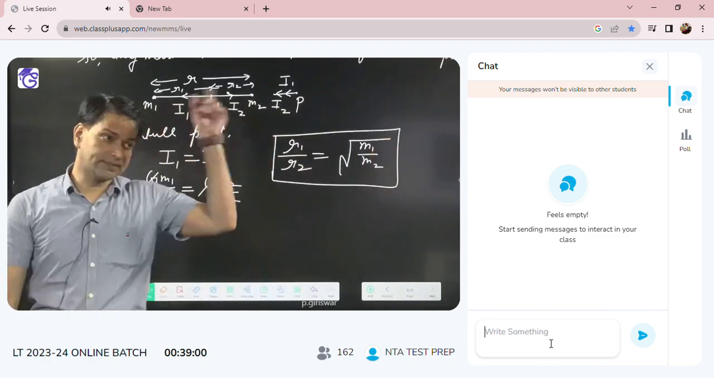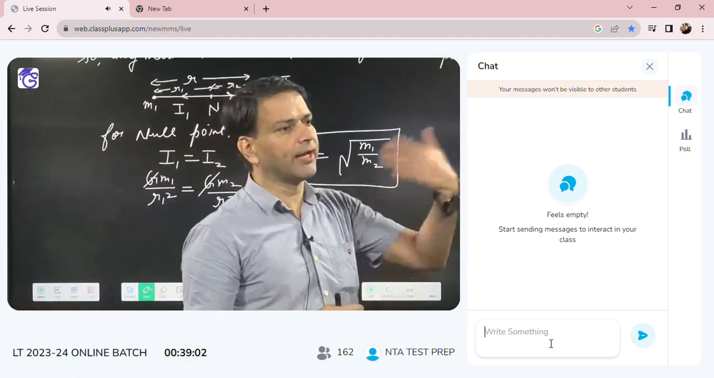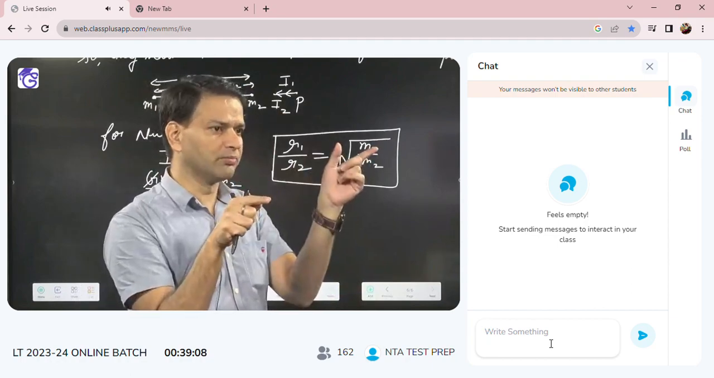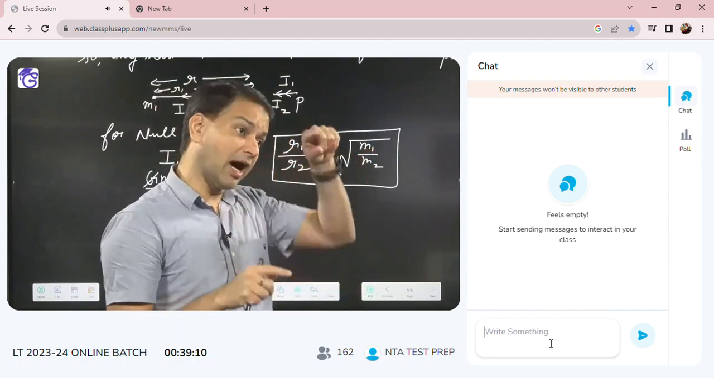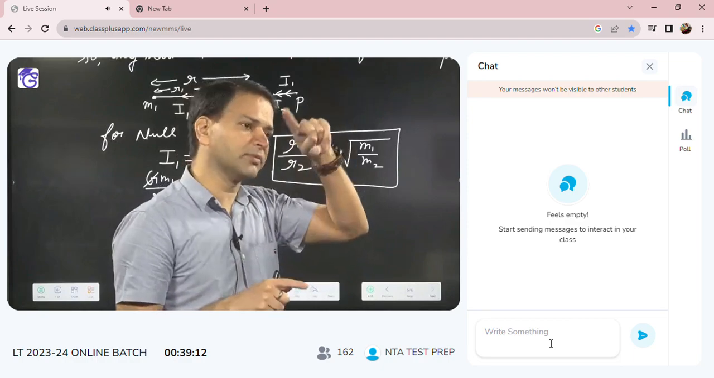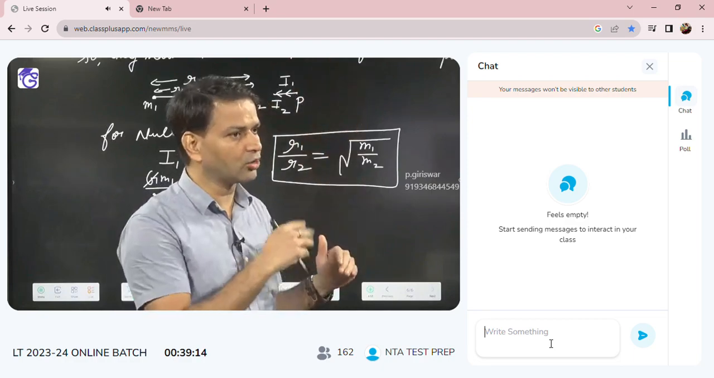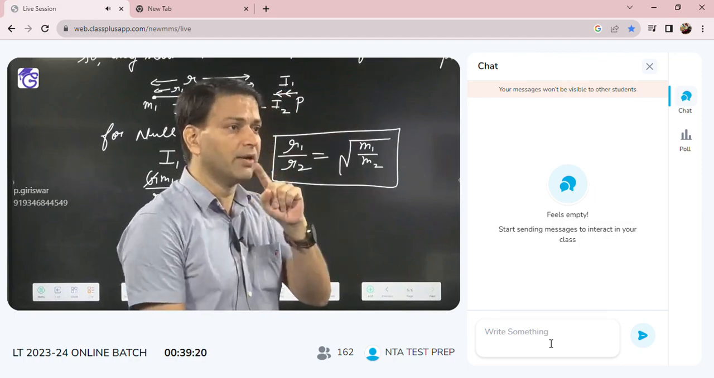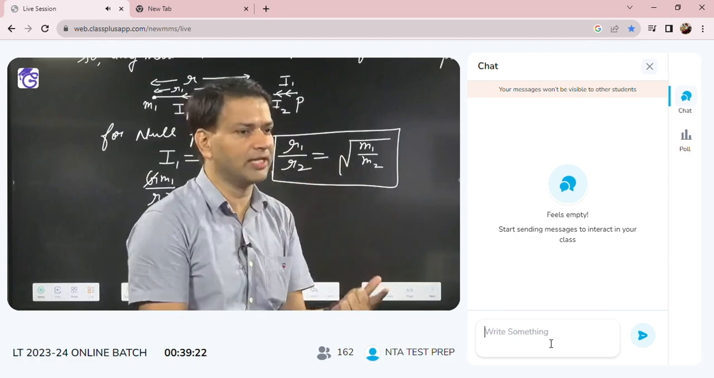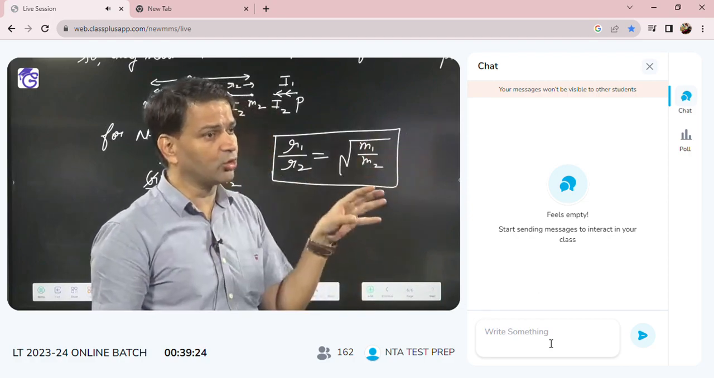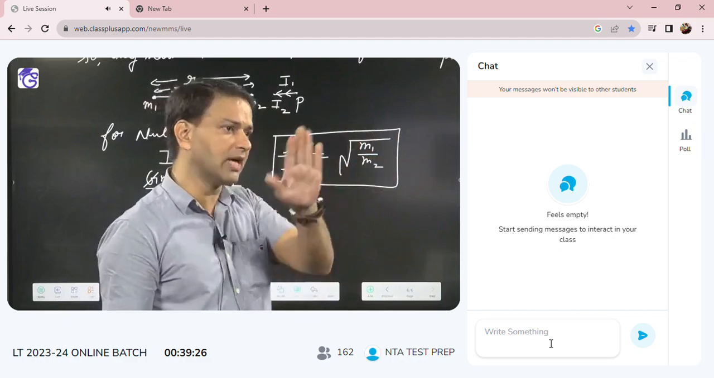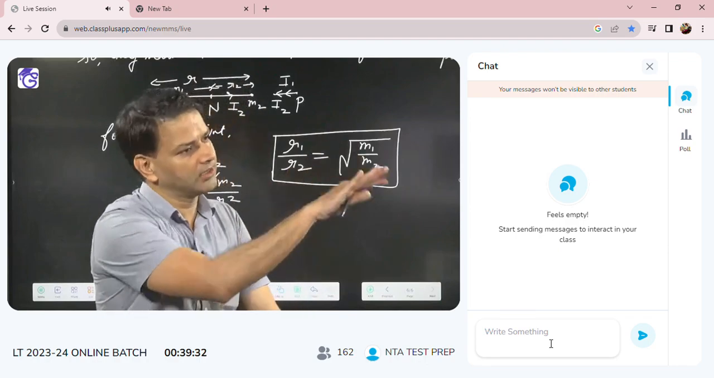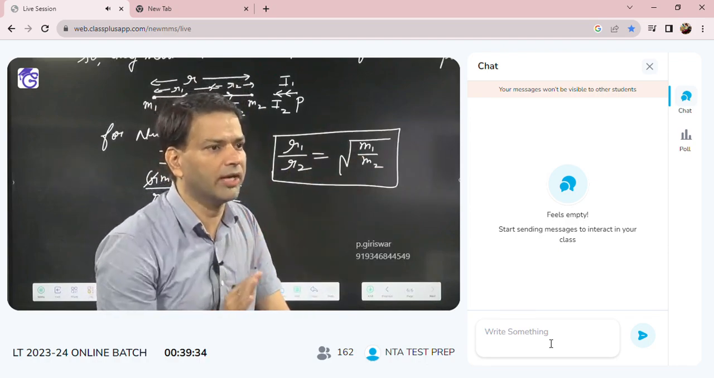Under root of M1 by M2. In the center of mass, you are getting R1 by R2 is M2 by M1. Means M2 more, R1 more. Means R is inversely proportional to M in the center of mass. Means more mass, distance will be lesser. But here what I am getting, R1 by R2 is equal to root over M1 by M2. Means M1 more, R1 more. Means for the heavier mass, the distance for the null point will be more. Everybody getting or not?